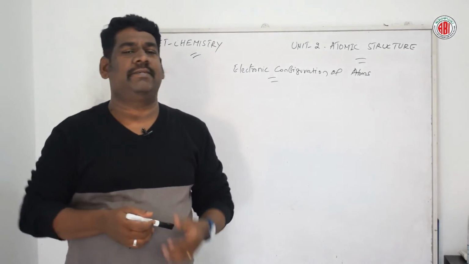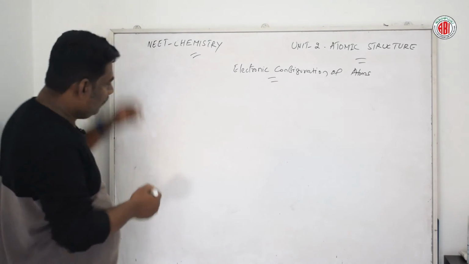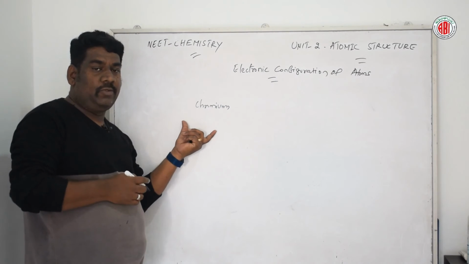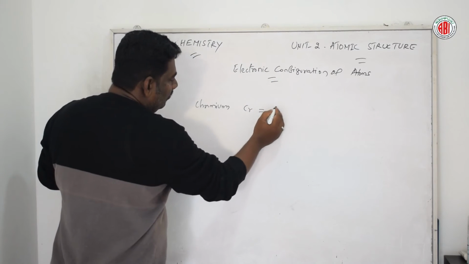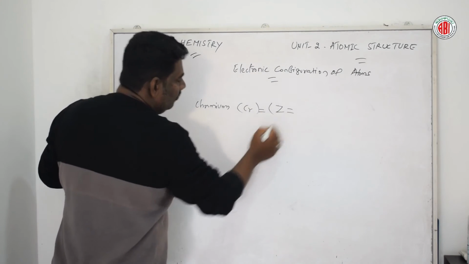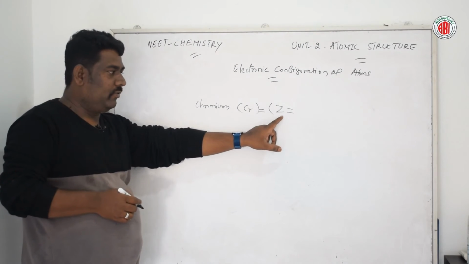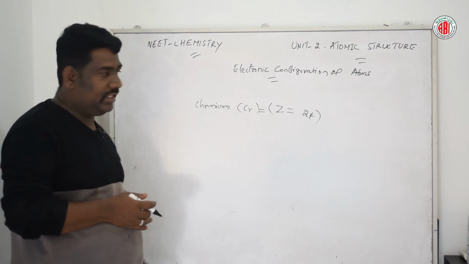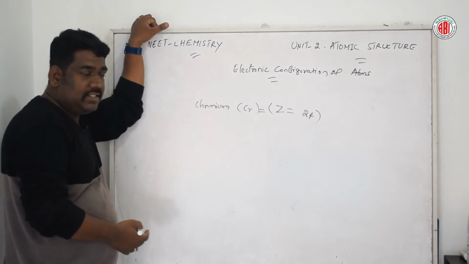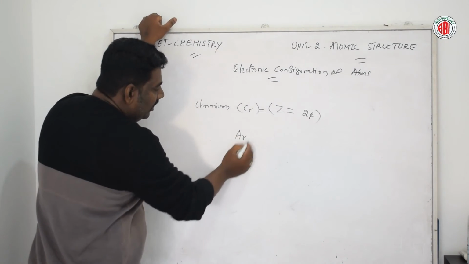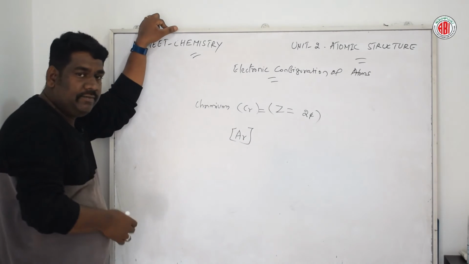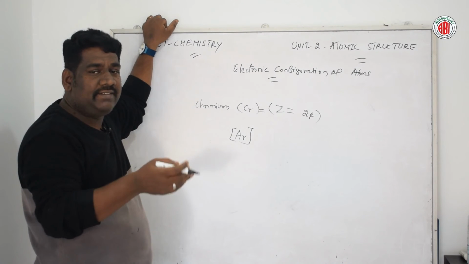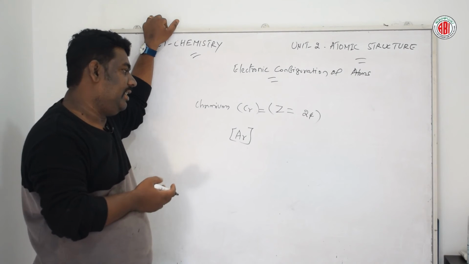Now talking about some exceptions. For example, chromium, Cr. Z is the atomic number; the atomic number of chromium is 24. How do we write the electronic configuration? First 18 electrons as per the electronic configuration of argon, which we can write in short form as Ar. The rest of the electrons we have to fill in the 3d as well as the 4s orbitals.